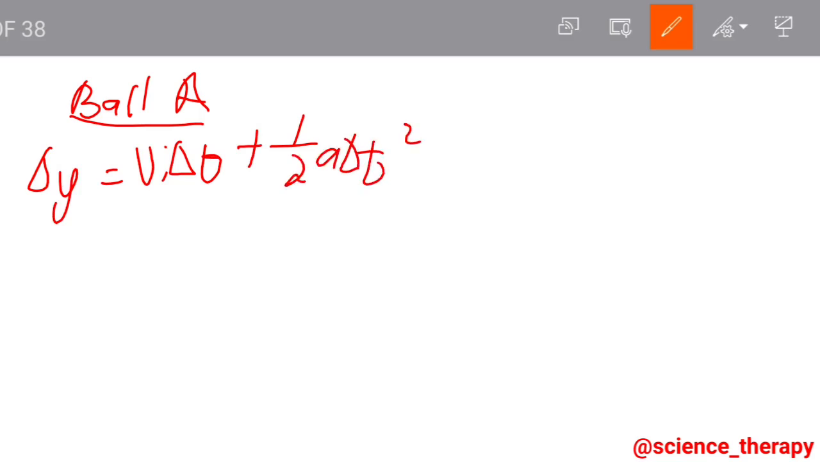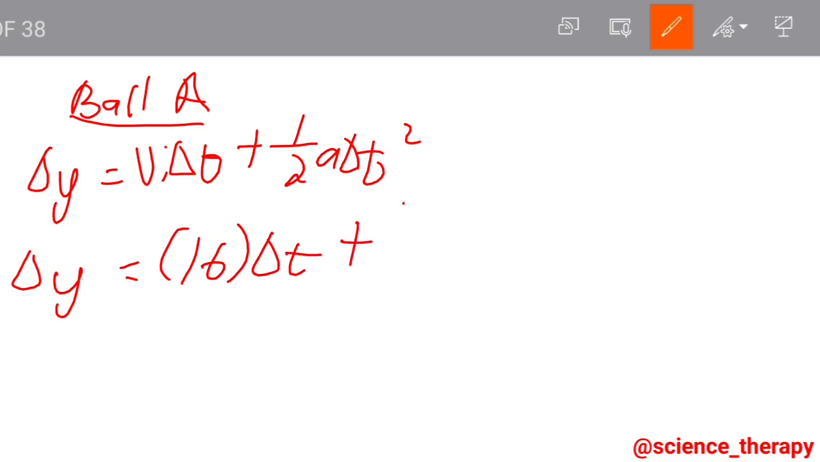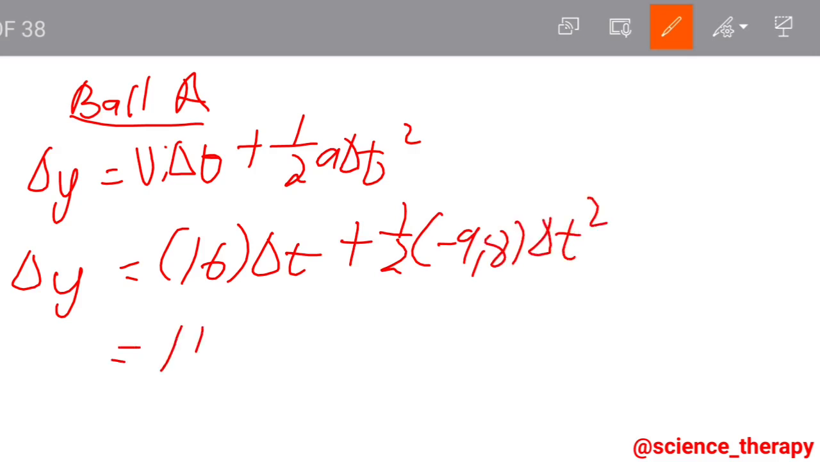Now what is our delta Y? It's just delta Y, we don't know. Then VI is 16, and then we have our delta T plus half, but here we have negative 9.8, and then we have our delta T square. Now if we calculate that one, it's 16 delta T minus 4.9 delta T square, right? And this one, let's say it's equation 1.